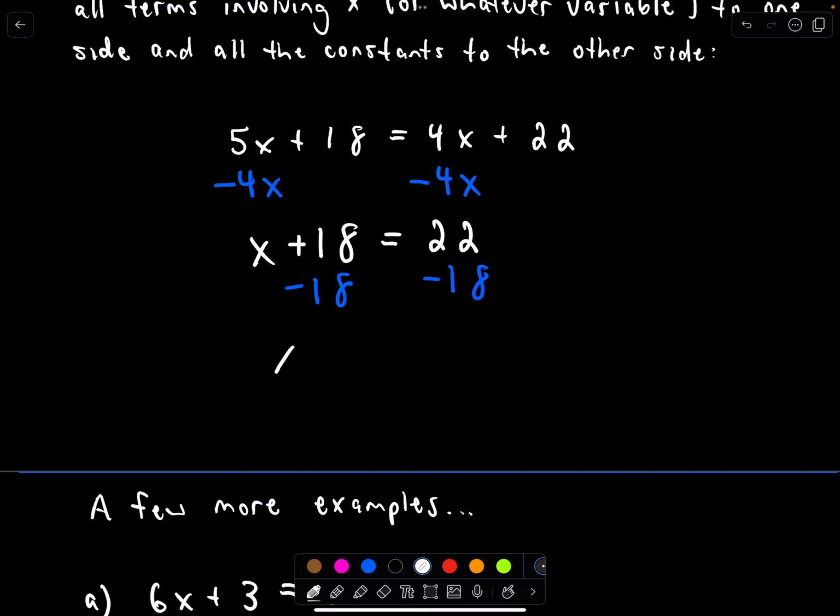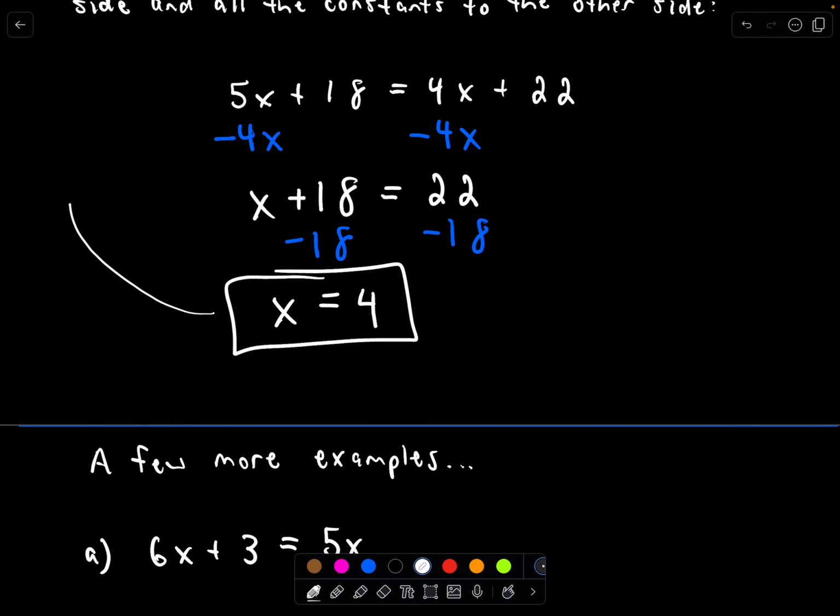And that's going to leave me with just x on the left side, because plus 18 minus 18 is 0. And then 22 minus 18 is going to be 4 on the right. And that's going to be my solution. And notice we could even go back and you could check it.